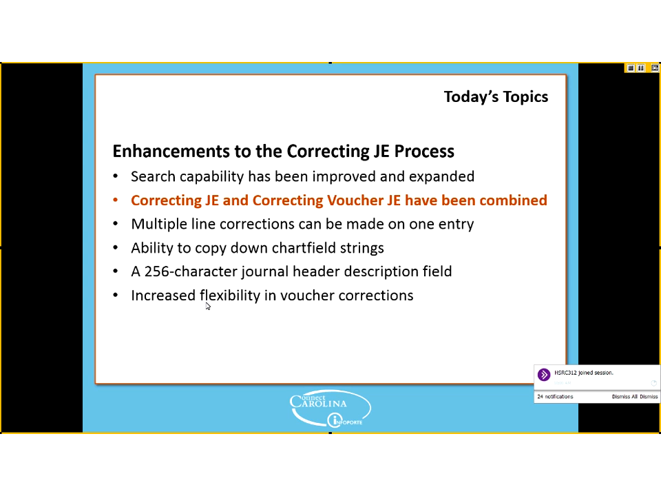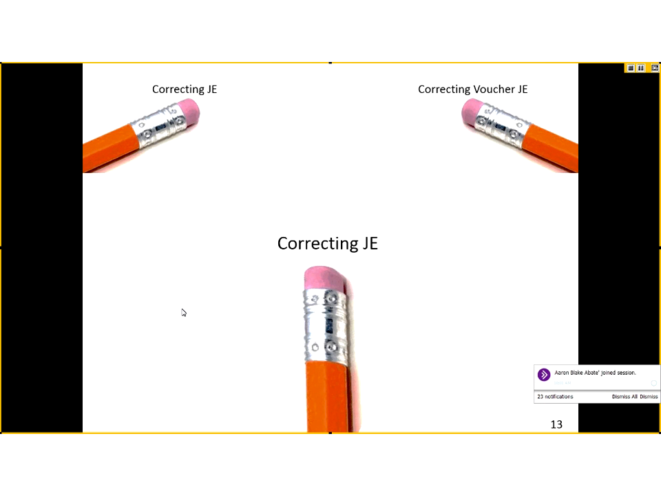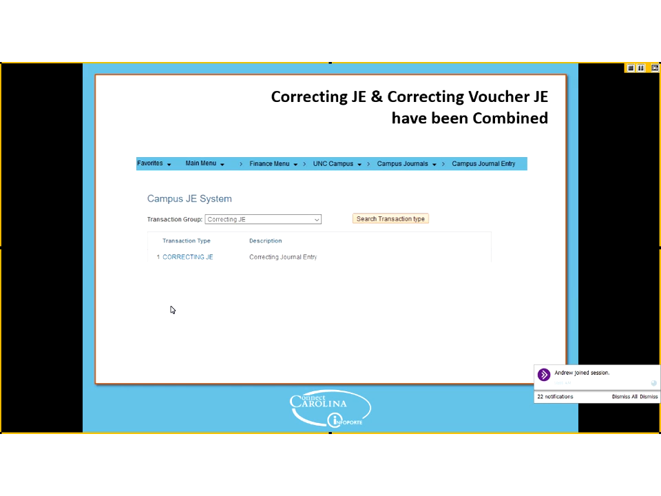All right, so we just talked about the enhancements to the search capabilities. The next enhancement we will discuss is how the correcting JE and correcting voucher JE journal entry types have now been combined into one. Currently, we have the correcting JE type and the correcting voucher JE type, and those have been rolled into one journal entry type, which is the correcting JE journal entry type. So they basically eliminated one of the decision points that you previously would encounter when having to decide which journal entry type to use. Now for any type of journal entry corrections you will make, you will just select the correcting JE journal entry type.